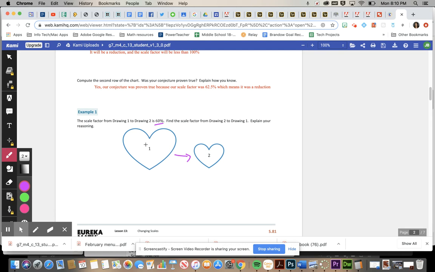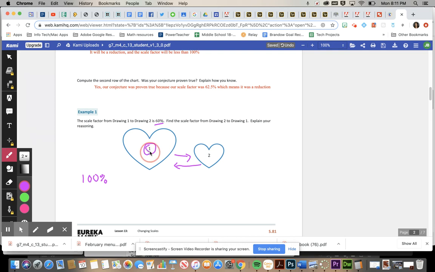As you can remember, our original is always that 100%. And then from there, it can either be enlarged to over 100% or reduced, like this one, to less than 100% at 60%. So in order to find the scale factor in the opposite direction, I know that it's going to be an enlargement if I am starting at drawing 2 as my original and going to drawing 1, because I know I'll be getting larger. So I'm going to look at this.